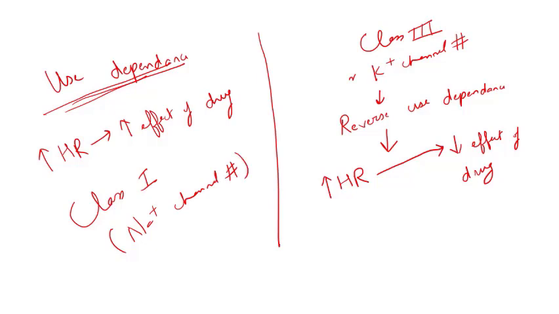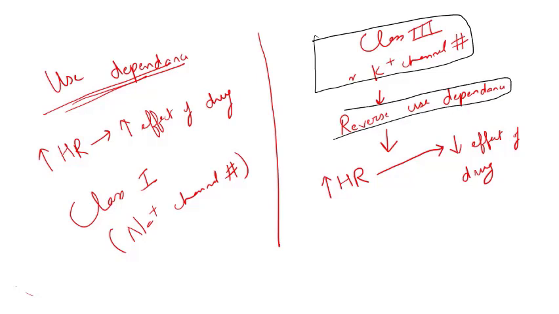So class 3 antiarrhythmic drugs or potassium channel blockers have the property of reverse use dependence. And what do you mean by reverse use dependence? When there is an increase in heart rate, there is a decrease in the effect of the drug. This property is characteristically shown by class 3 antiarrhythmic drugs. They are more effective at low heart rate, and if arrhythmia has developed, they are less effective.